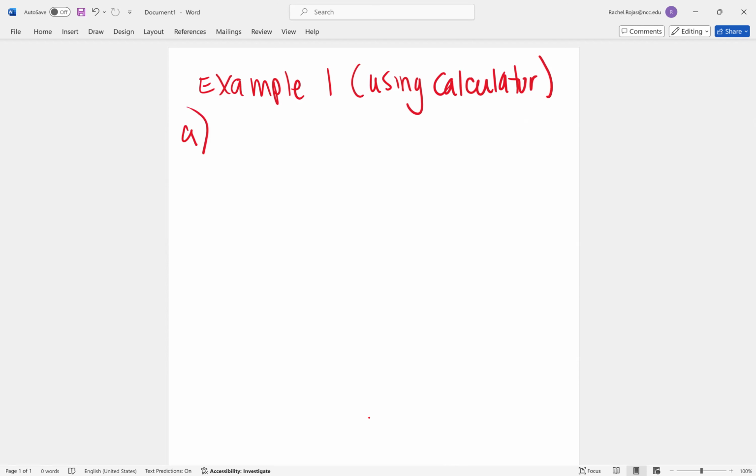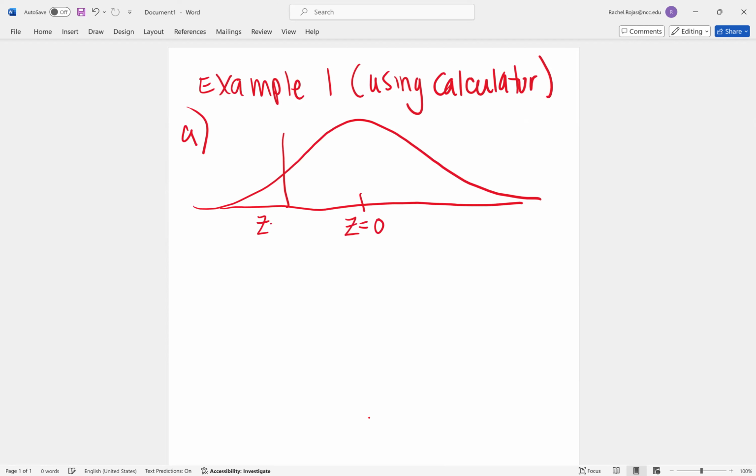So A, we wanted to find the area less than a z-score of negative 2.13. So we know a z-score of 0 always goes in the center of the distribution, and a z-score of negative 2.13 is going to be to the left of 0, and we wanted the area to the left. So this is the same exact picture that we sketched in the last video, but now we're going to use the calculator to get this answer.